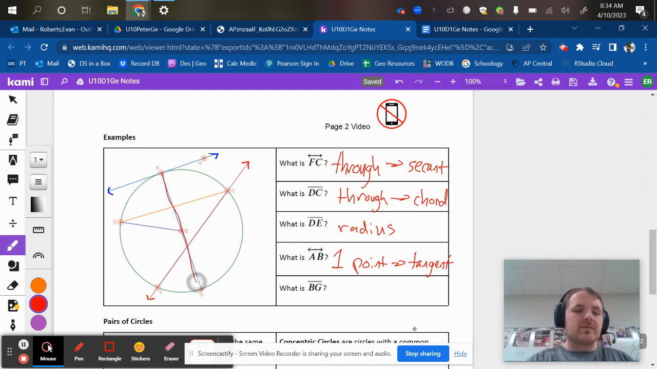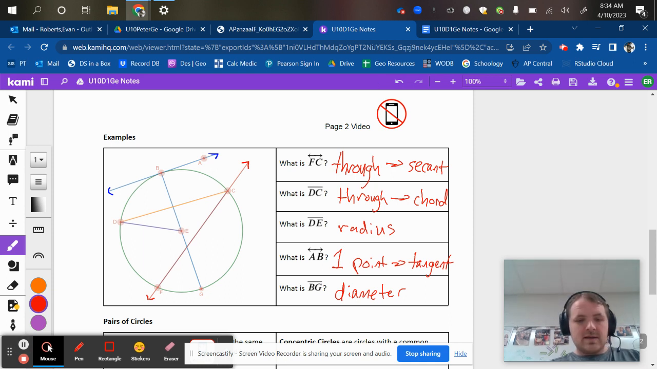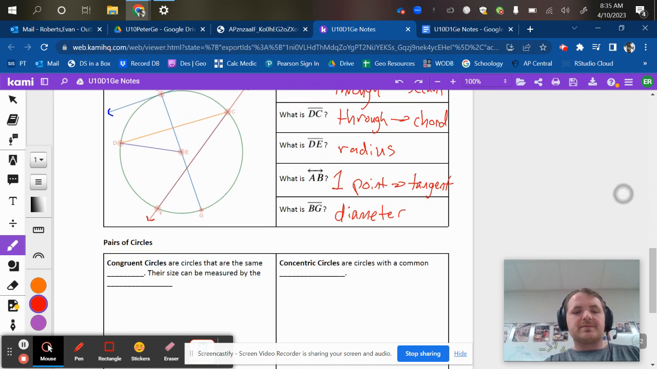BG, going through the center right there. It's a chord. It's 2 radii, but more specifically, it is a diameter. So chord you could technically get away with, but we want to be as specific as we can. It is the diameter. Before we move on, again, one more time, remember that these guys circled in purple are segments, and the guys with the lines on top would be lines. Big difference in this unit, knowing the difference between those two.